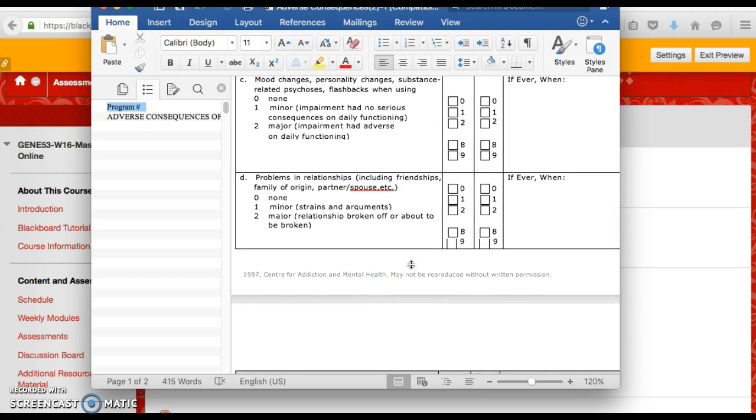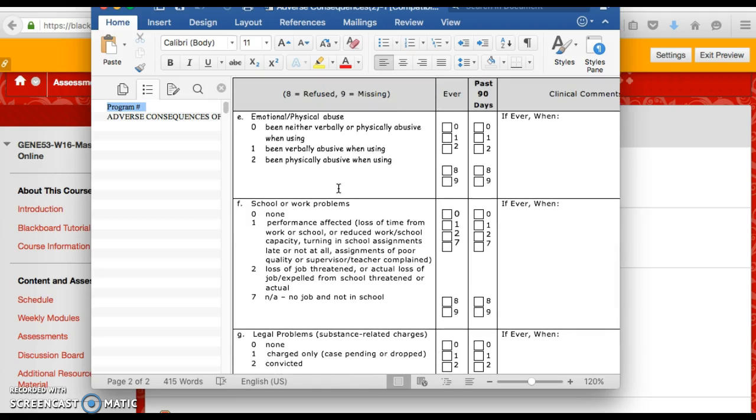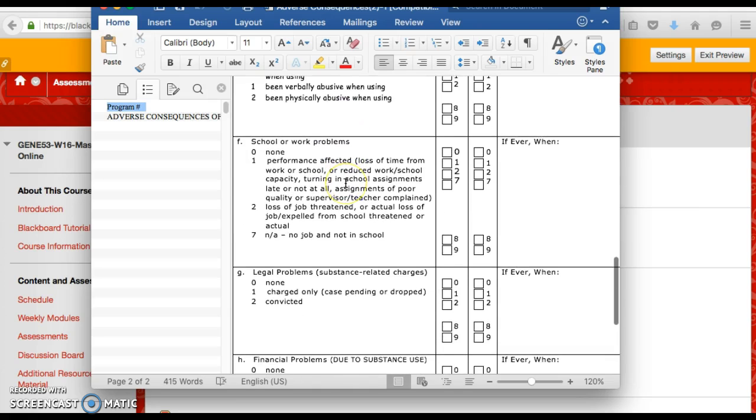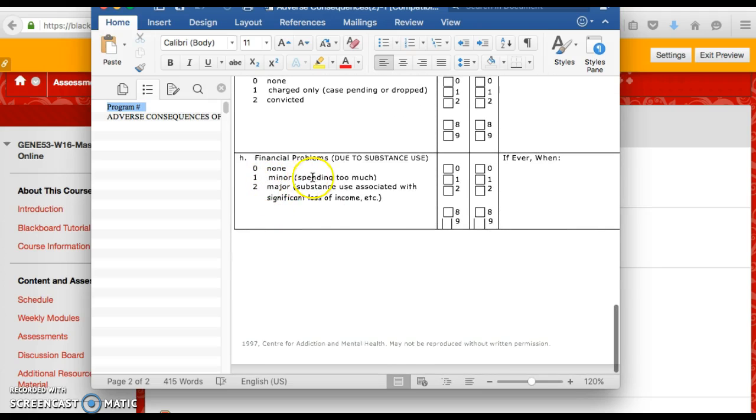Problems in relationships, so has drugs or alcohol ever been an issue for friendships, family? Again, self-explanatory. Physically or emotionally abusive when using, work or school problems, legal problems, and then alcohol, spending too much, and again, associated with actually significant loss for the major.